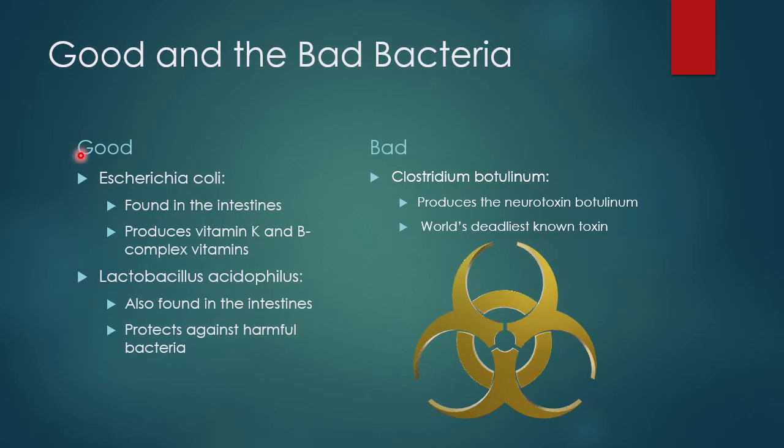Some good and some bad bacteria. Some good bacteria is E. coli. It's found in your intestines and produces vitamin K and B complex vitamins. The next one's also found in the intestines, but it protects against harmful bacteria. You actually get this bacteria in your body because of yogurt. It has that kind of bacteria in it when they make it. And this bacteria produces a neurotoxin, which is the world's deadliest known toxin. It causes paralysis and it could kill any human by taking just a small amount.